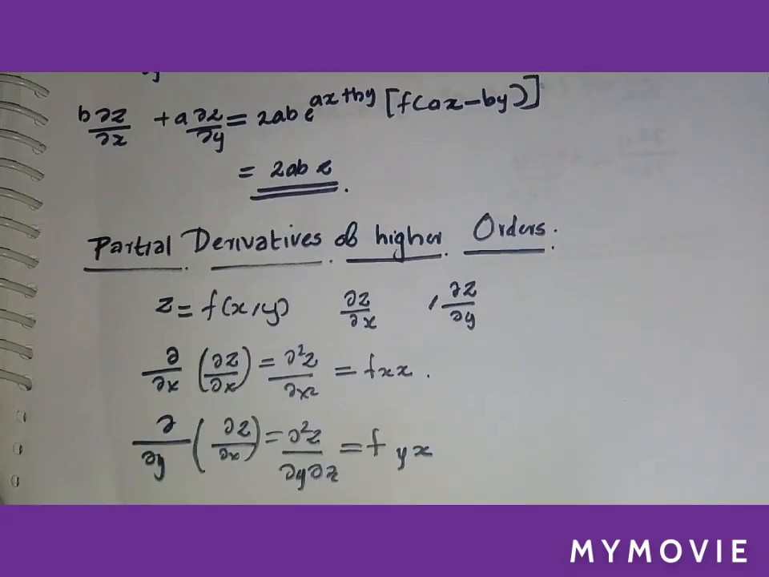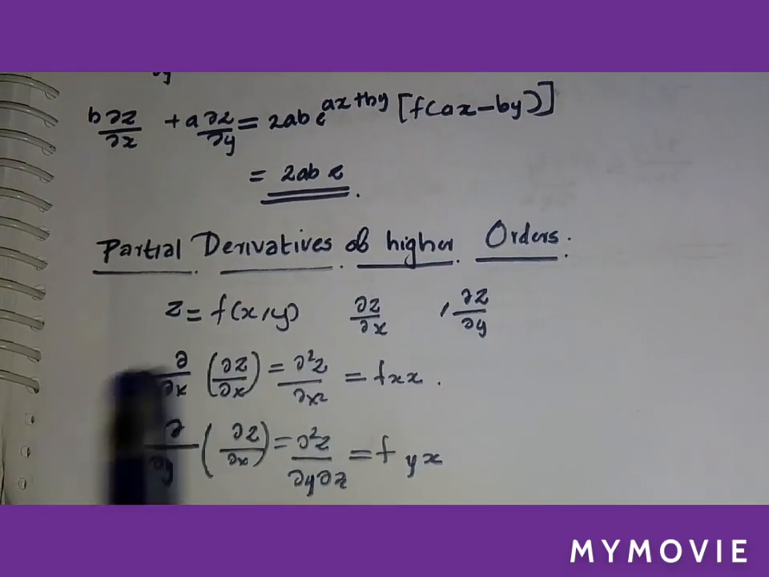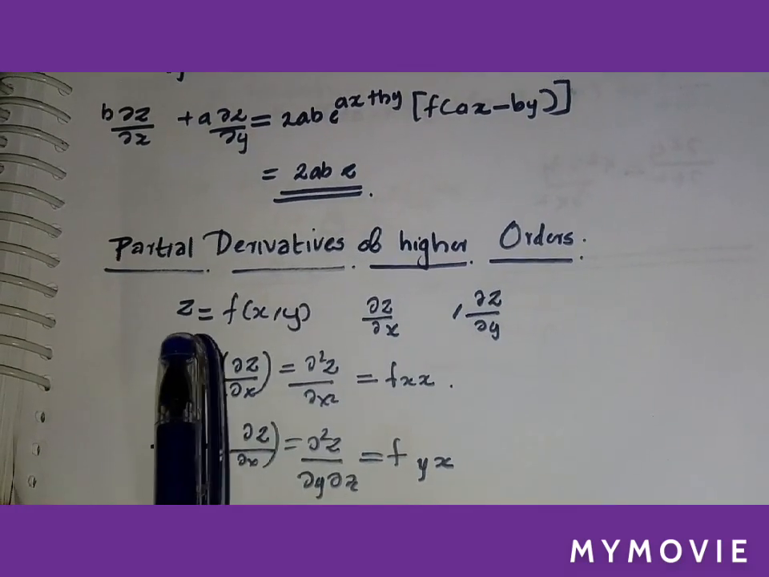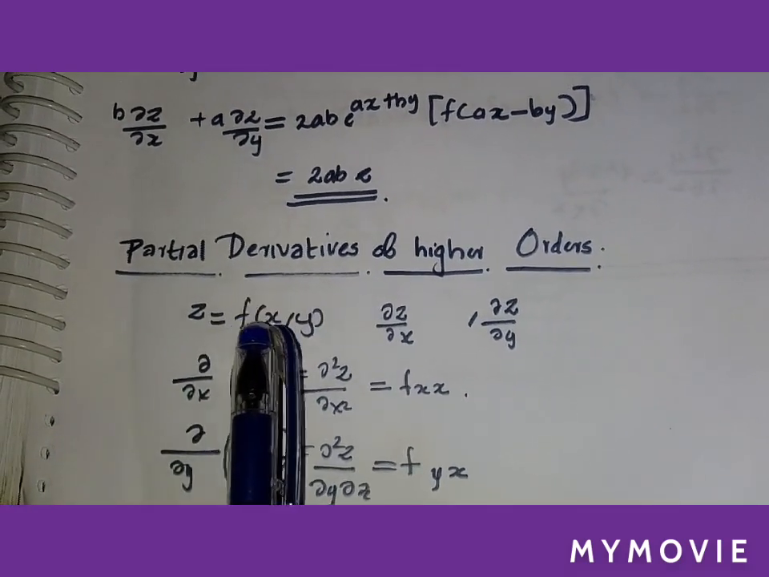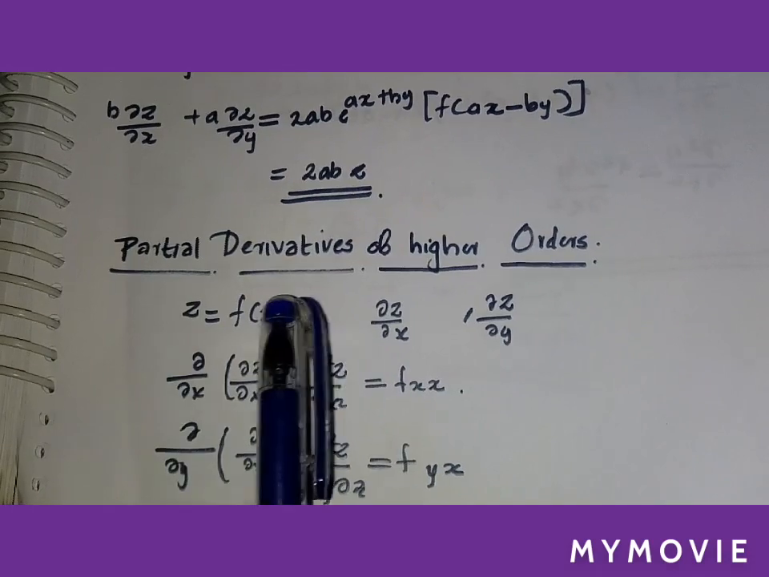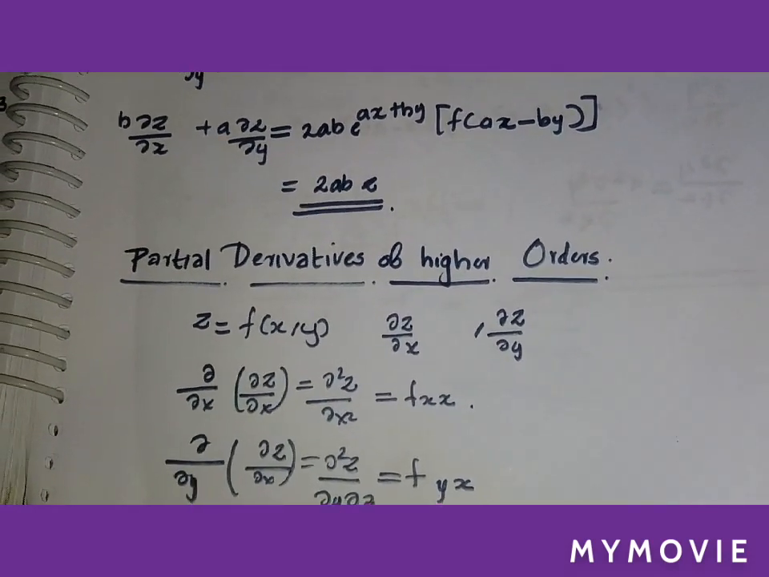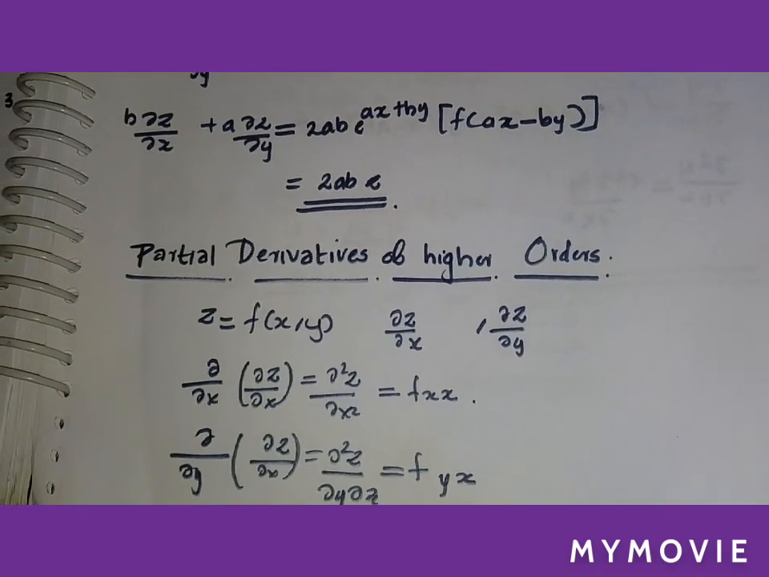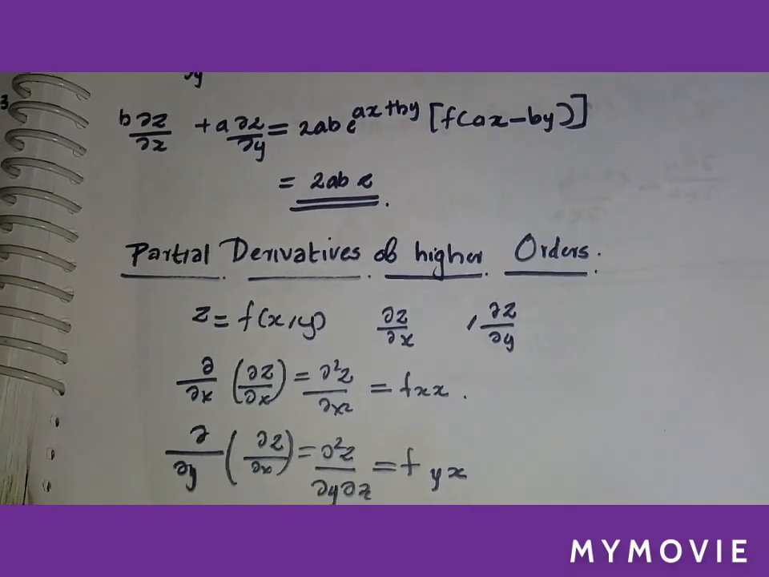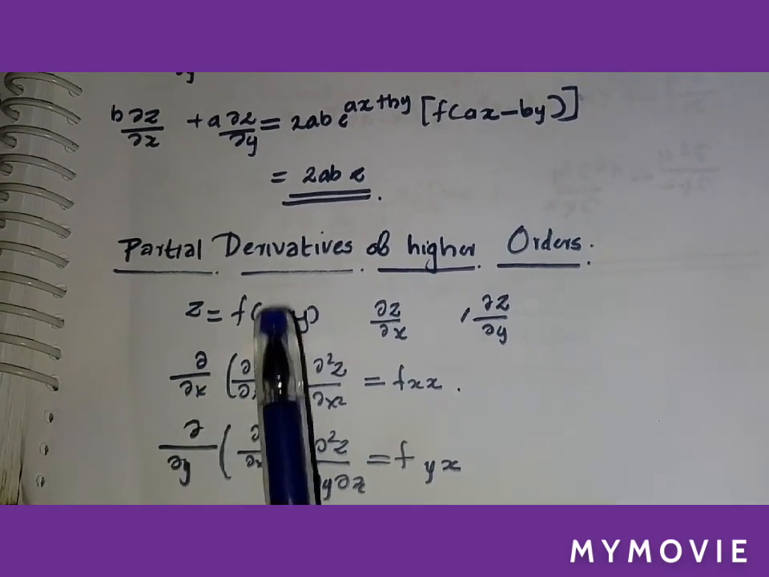Partial derivatives of higher order are also important. We know the function z is a function of x and y. So we can find the partial derivative of the function with respect to x and also y. We can find the differential of the function.